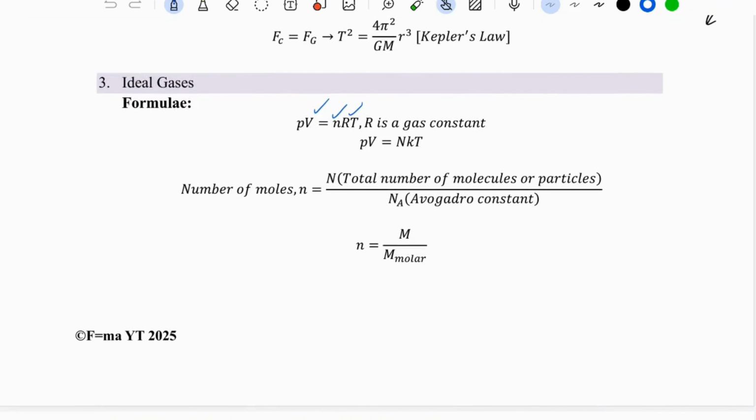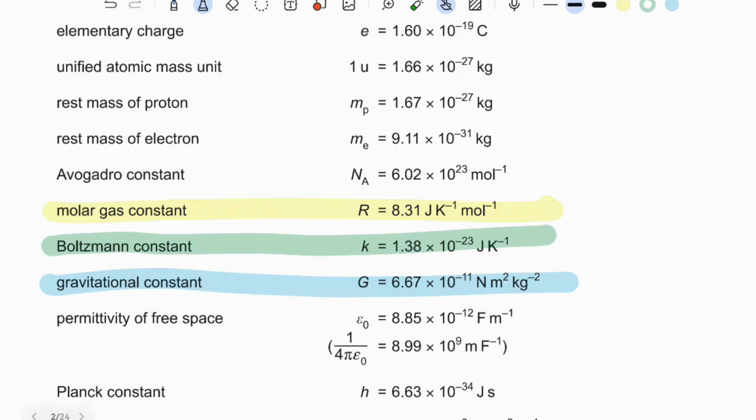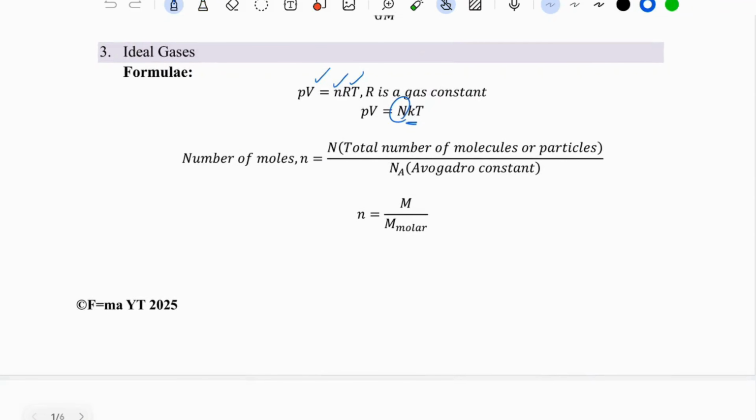Then we have PV equals NkT as well. So N is the number of molecules, another way to write it, and k is your Boltzmann constant, which is also given here. Then the next formula, the number of moles, small n, equals the capital N, which I said before, the number of molecules or particles, divided by the Avogadro constant. And this formula here is number of moles equals mass over molar mass, the mass of the gas and the molar mass of the gas.